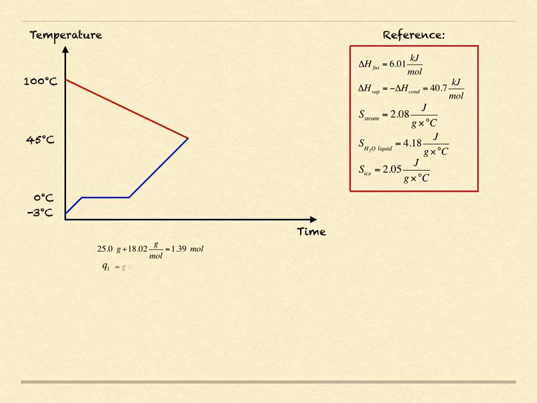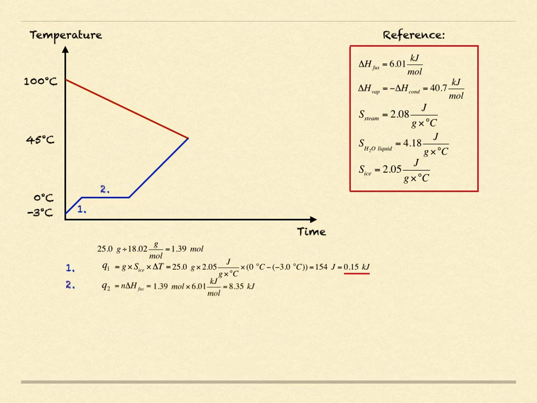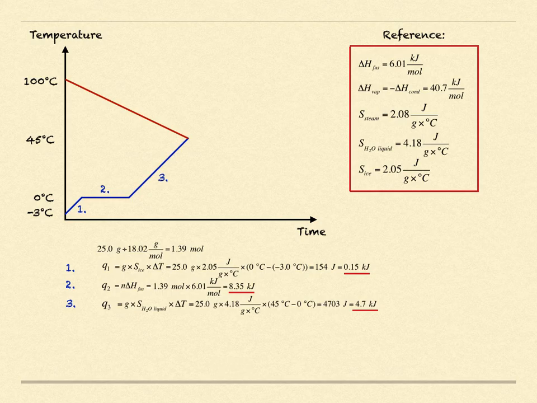Now, the first part of the heating curve is the heating of the ice. Using the mass, specific heat of ice, and the positive change in temperature, we can find the energy needed to raise the temperature of ice to its melting point. In the second section, we use the heat of fusion to calculate the energy needed to melt 1.39 moles of ice. Finally, in the third part, we can find the energy needed to raise the temperature of water to the final temperature of 45 degrees.